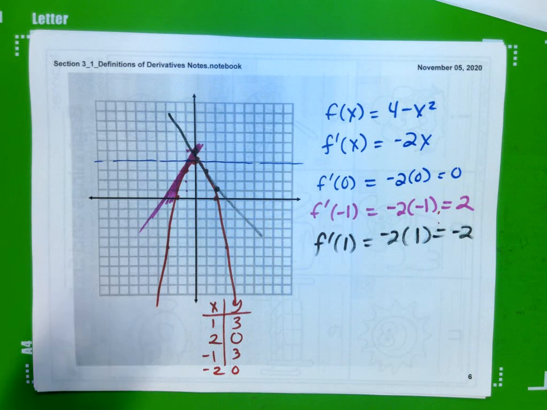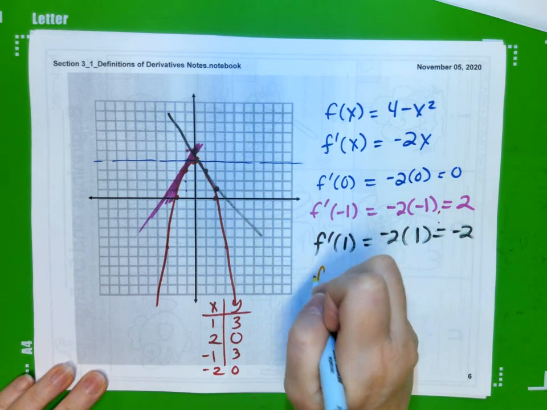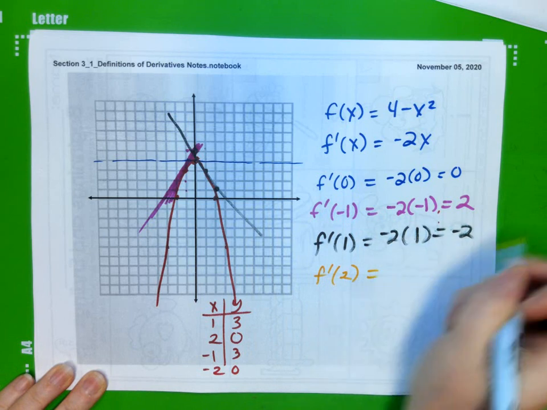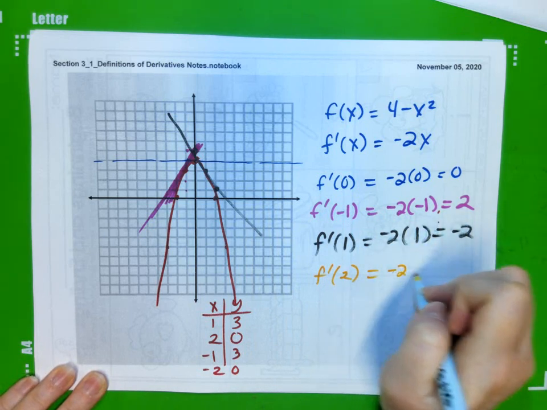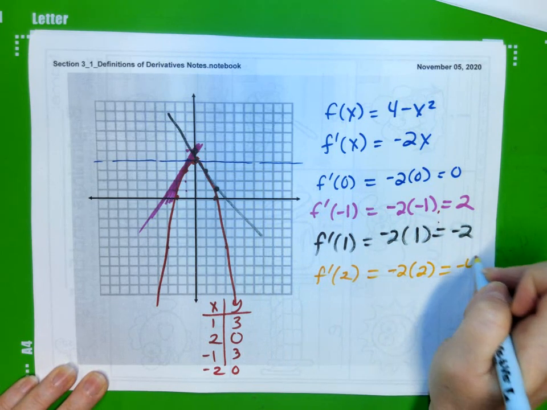Okay, how about just for grins and giggles, we find, I'm running out of colors here. Well, the yellow didn't work too badly. What about f prime at 2? Well, that would be -2 times 2, or -4.